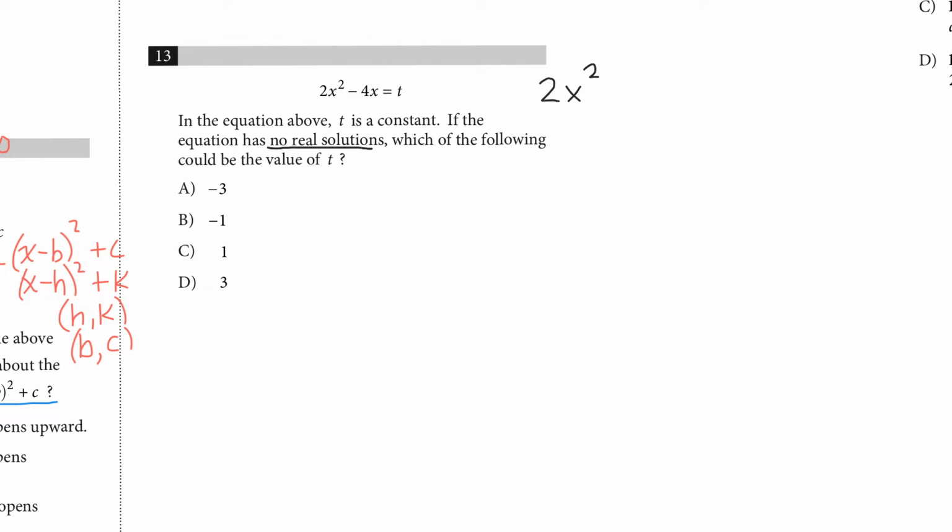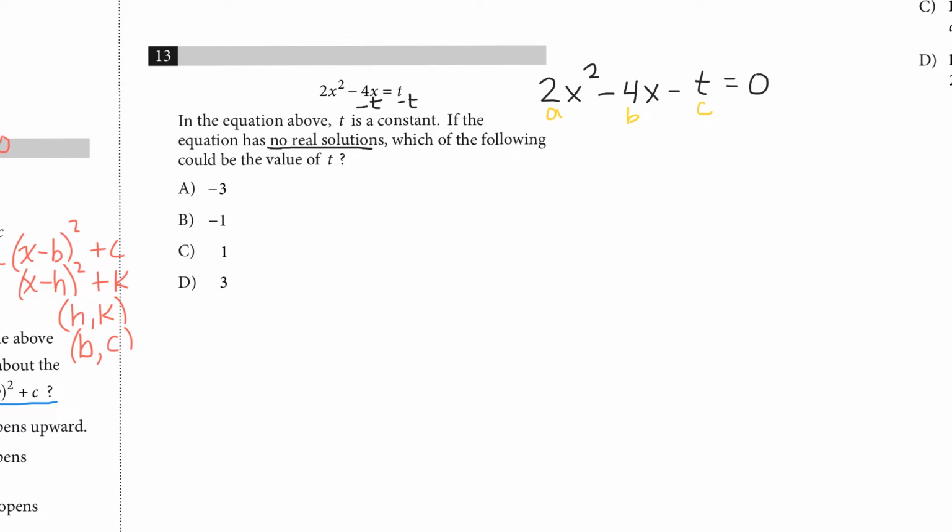So I'm going to have 2x squared minus 4x. And if I subtract t on both sides, so I can have it in standard form, I have minus t is equal to 0. And just remember that this is now in the ax squared plus bx plus c form. So I have a is 2, b is negative 4, and c is negative t.